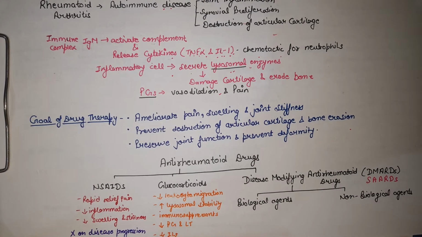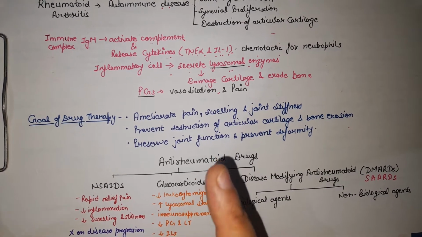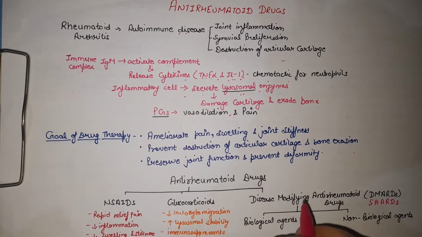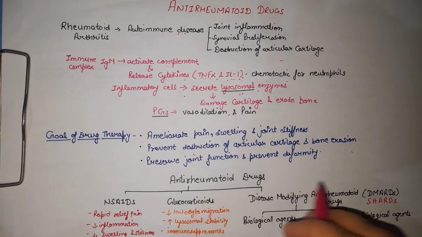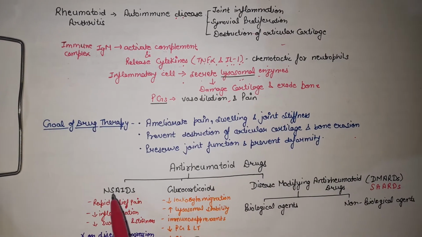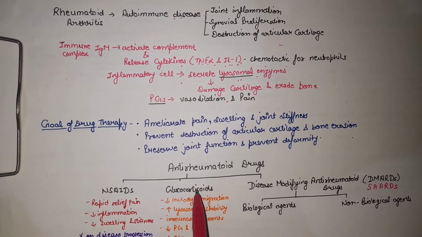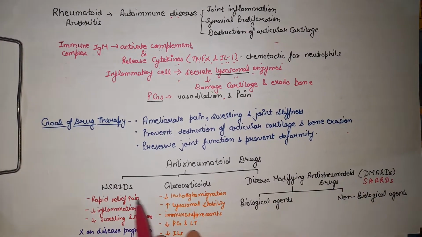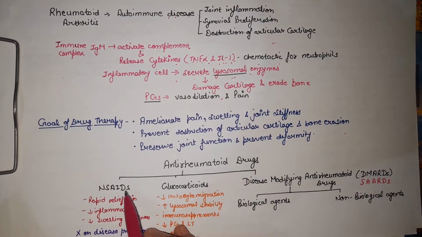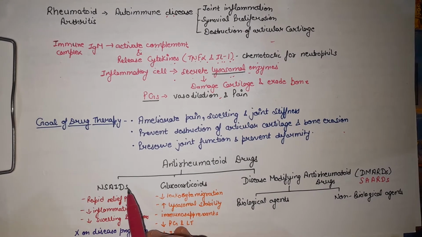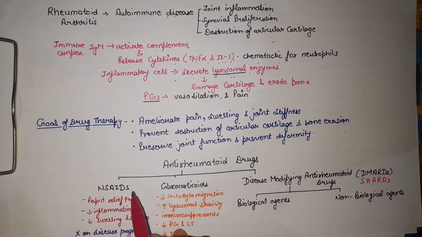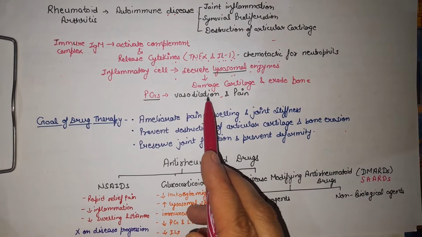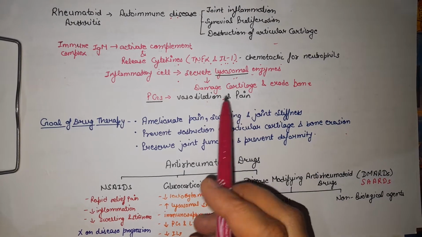So we have discussed that there are two aspects. First, we have to relieve the pain of this disease, and second, we have to stop the progression of the disease. For pain relief, we mainly use NSAIDs and glucocorticoids, and to stop the progression of the disease, we use DMARDs. So NSAIDs are non-steroidal anti-inflammatory drugs. NSAIDs inhibit the enzyme cyclooxygenase, which inhibits the release of prostaglandin, and prostaglandin is responsible for the pain in joints and causing the stiffness.